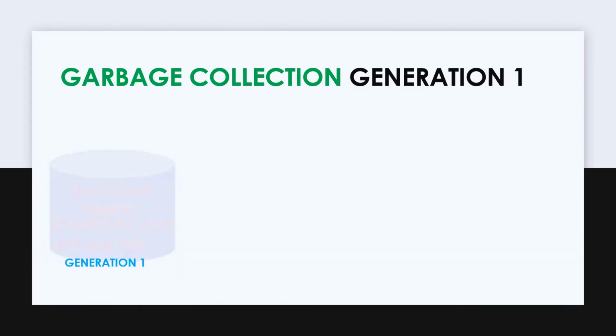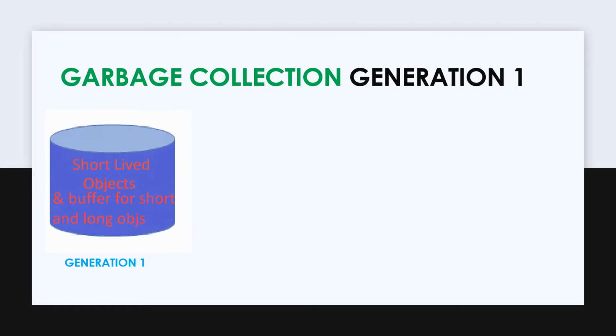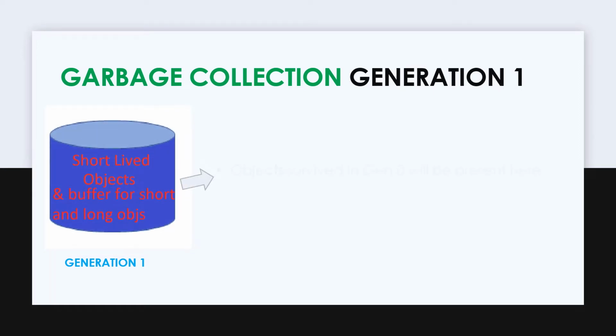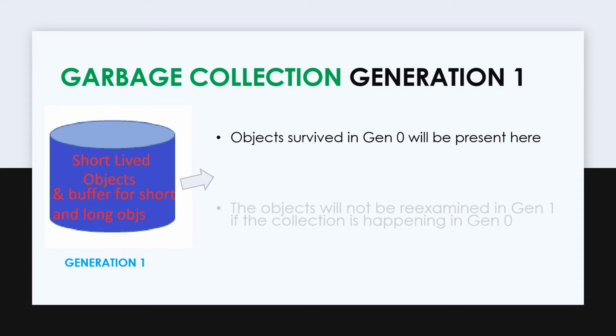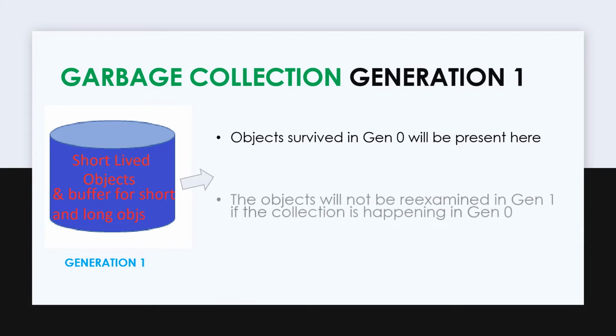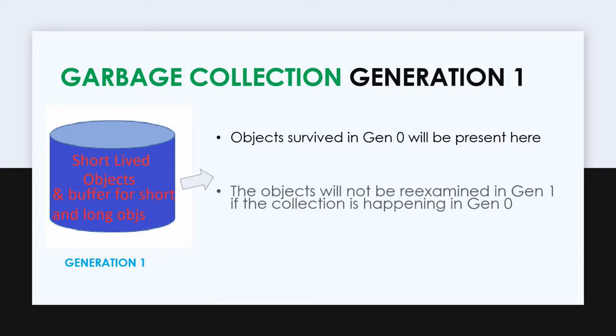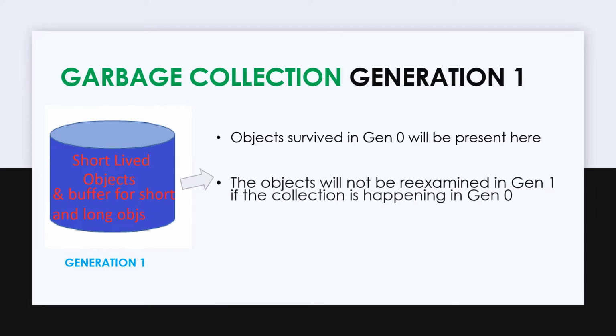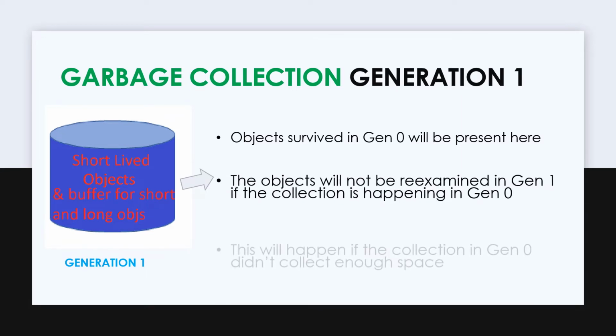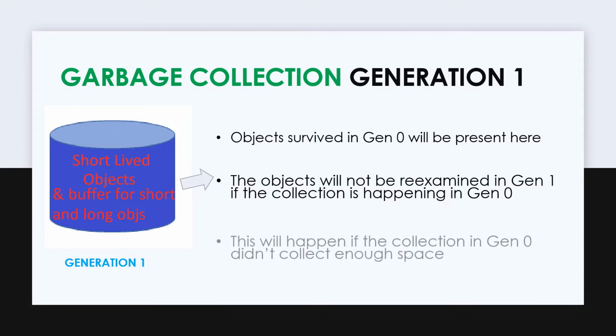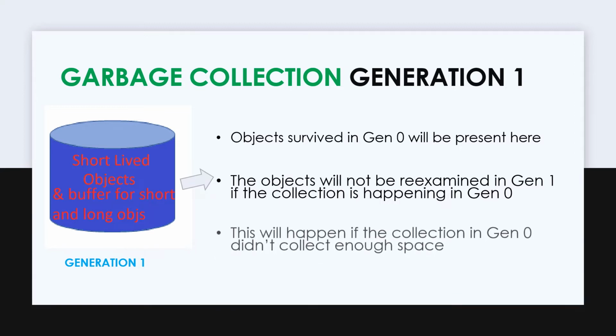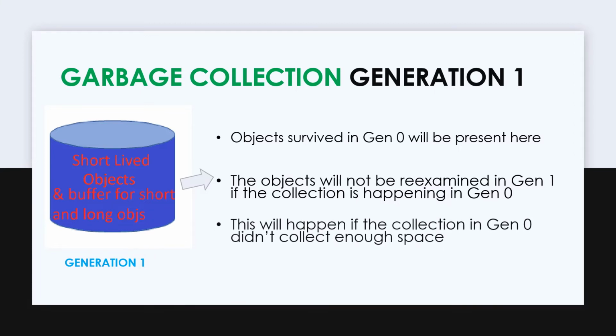Now we are going to see the next generation, generation 1 garbage collection. It acts as a buffer between the short-lived objects and the long-lived objects. Basically, the objects that survived in generation 0 will be present here. Objects will not be re-examined in gen 1 if the collection is happening in gen 0, so the revisiting will not happen. This will run only if the collection in gen 0 didn't collect enough.